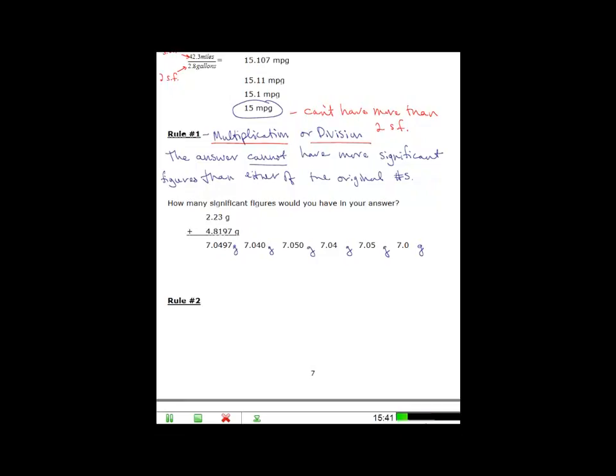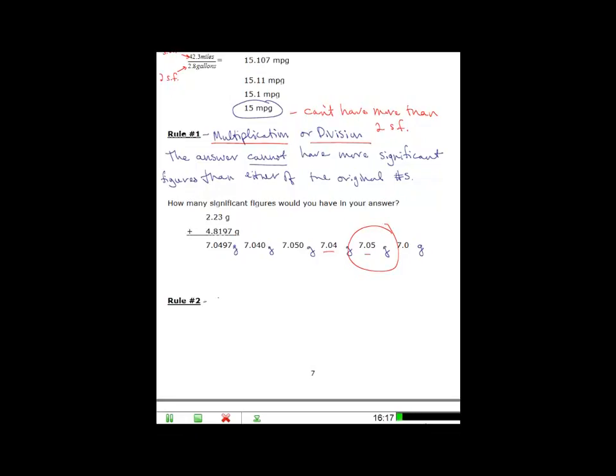And you might try to apply rule number 1. But remember, rule number 1 only applies to multiplication or division. So it might seem that 7.04 would be correct. So you might be thinking between these two. And one of those is correct, and it turns out that 7.05 is correct. The reason is not the same as rule number 1.